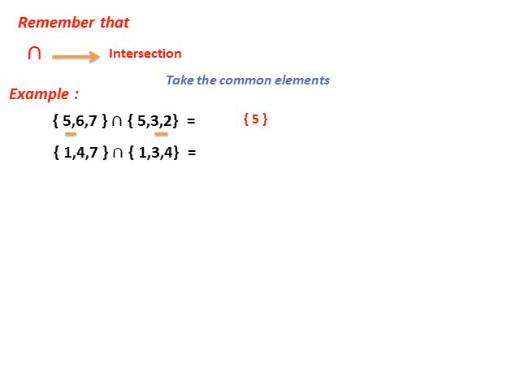I found here 1 4 7 intersect a set that has 1 3 and 4. Which is the common element here? Which number I found in two sets? Yes, that's correct. 1 and 4.